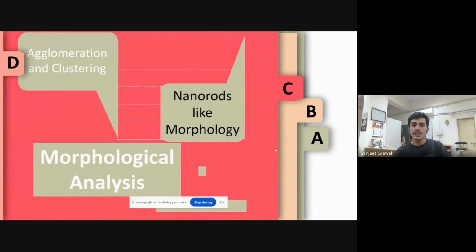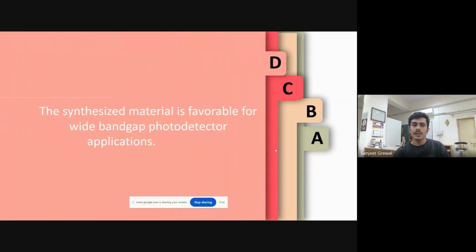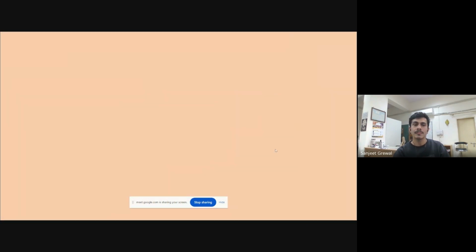In the morphological analysis, structures like nanorods were seen. Therefore, with all these, the synthesized material is favorable for wide band gap photodetector applications.